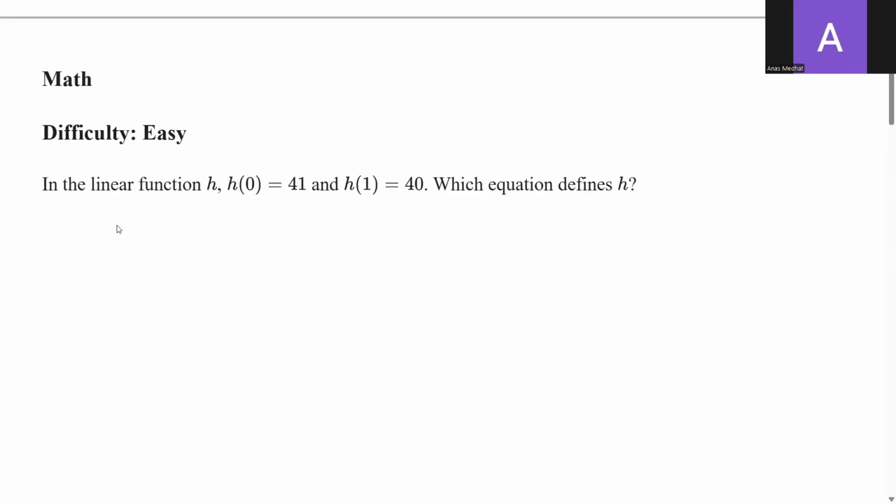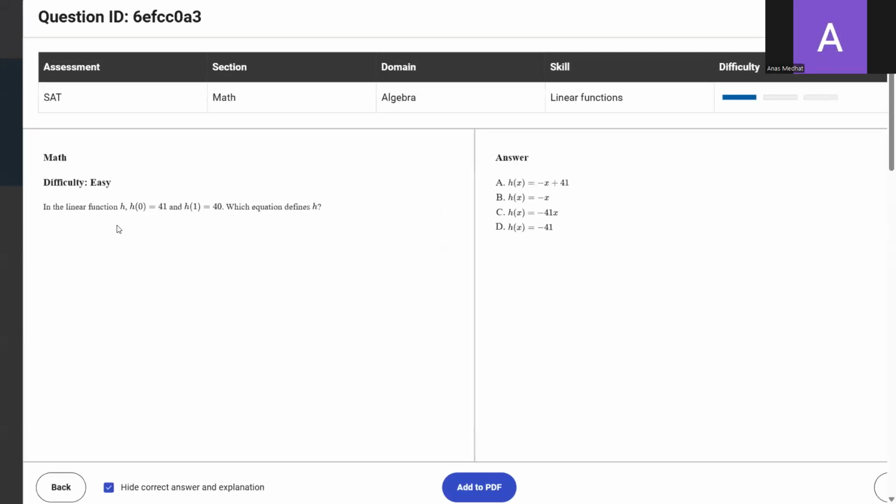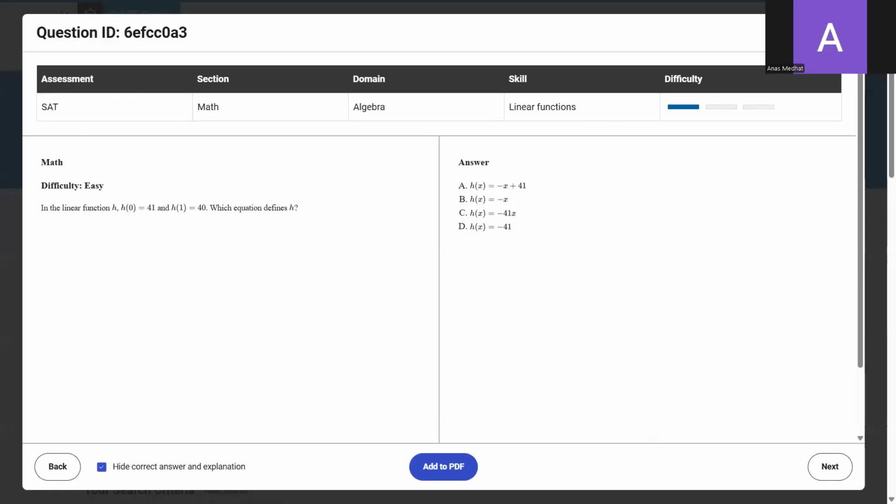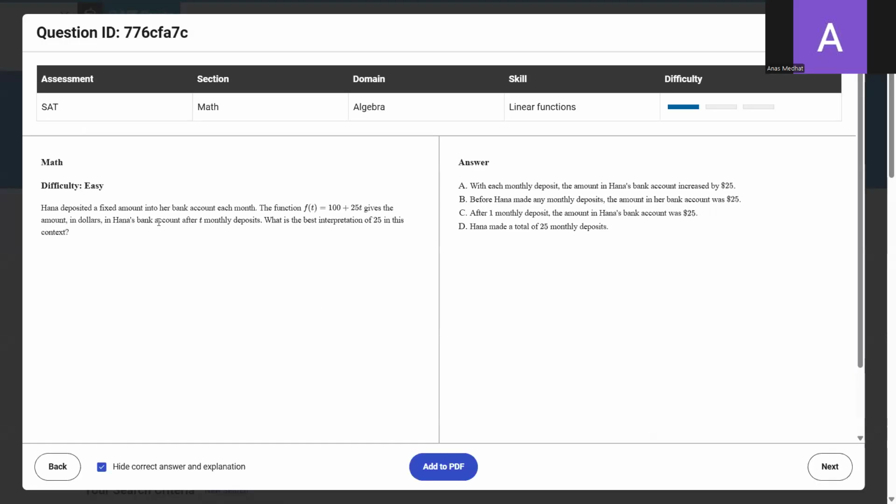In the linear function h, h of 0 is equal to 41 and h of 1 is equal to 40. Which equation defines h? You can just substitute and find the answer. Let's see. For the first one, h of 0 is equal to 41. Yes. h of 1 is equal to 40. Yes, this applies. The rest of them don't apply, so the answer is A.